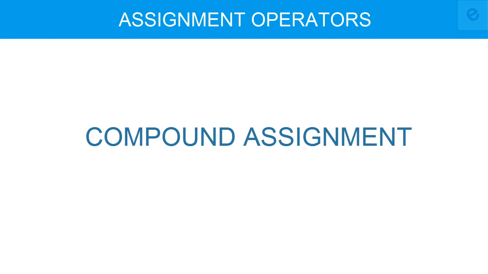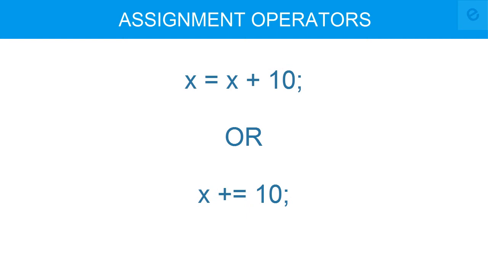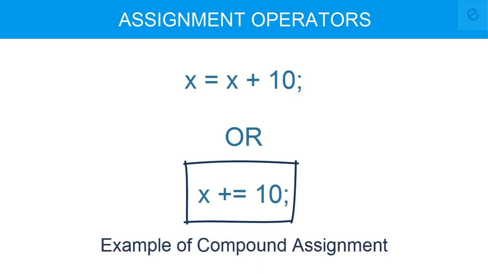Now let's talk about the compound assignment. While talking about it, let us consider an example in which if we write x equals x plus 10, this statement can be rewritten as x plus equals 10. Here the second statement is the example of compound assignment. The meaning of both these statements is the same and would add the value 10 to x.